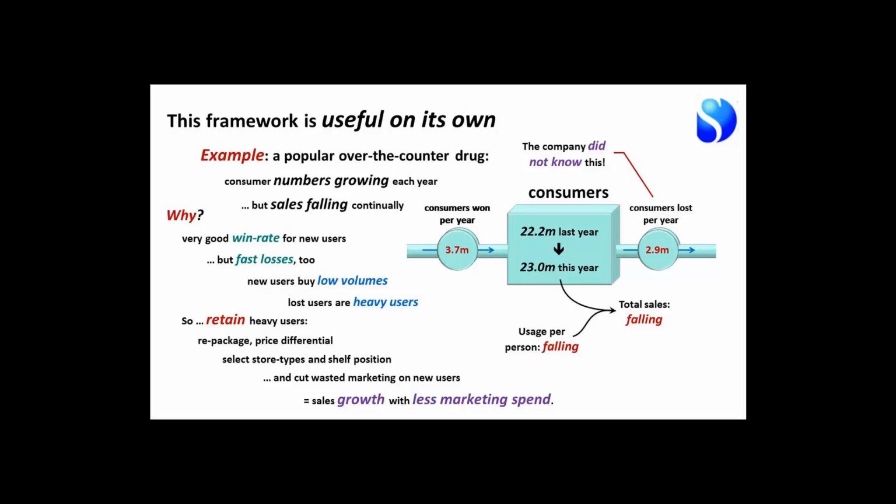So the company repackaged the larger quantities for the heavy users and introduced a price differential. They also adopted different promotion and merchandising policies for different types of stores and different shelf positions in the stores for the different packages of the product. And they also figured out that an awful lot of the money they were spending on marketing for new users was being wasted because they were winning all the new users they could win anyway, and they could actually spend less money on marketing to win new users.